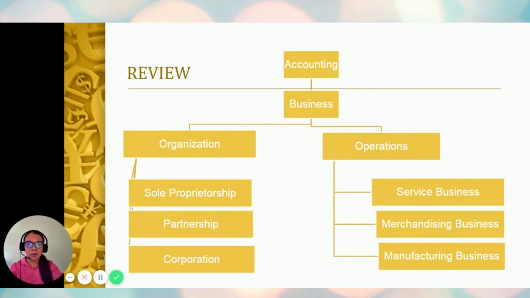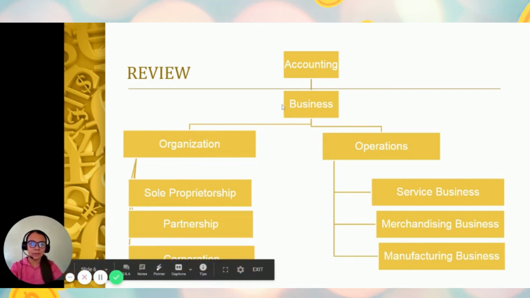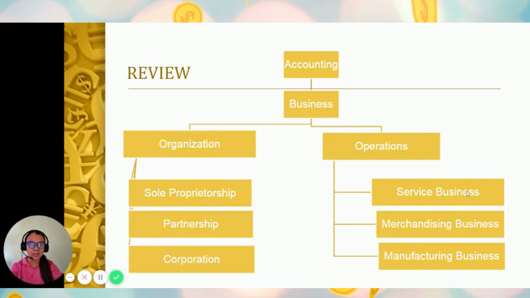And there are also classifications based on the activities that businesses make. A business can be operated as a service business, a merchandising business, and a manufacturing entity.